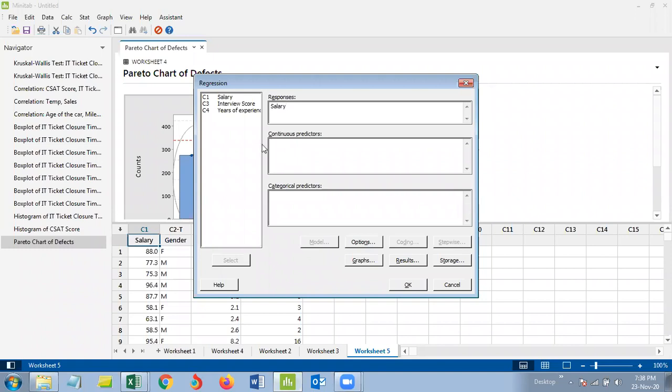Continuous predictors are all numerical ones. Categorical predictors are all group ones, text-based. Number-based, text-based. So let's find out continuous predictors one at a time. That's what we're looking at. Simple regression first: interview score, is that impacting your salary decision? Let's click OK.